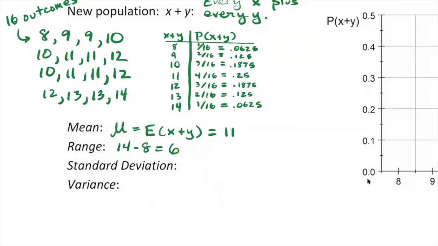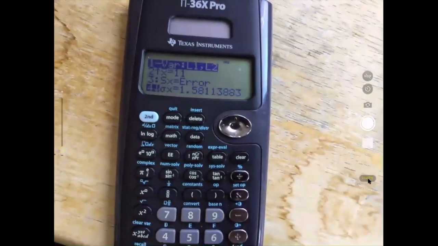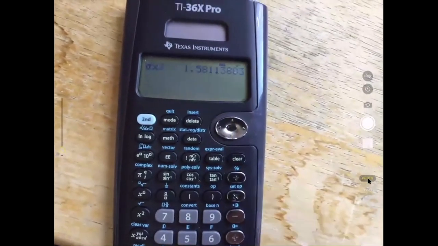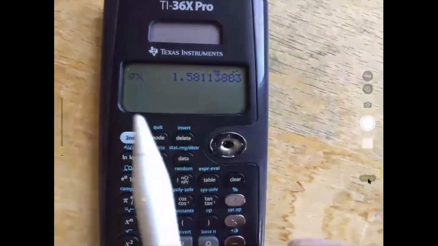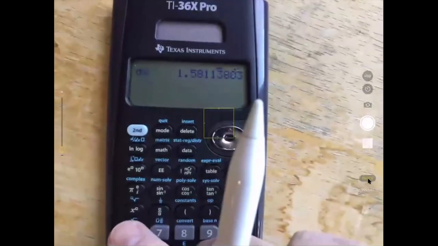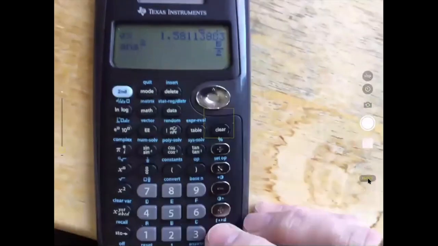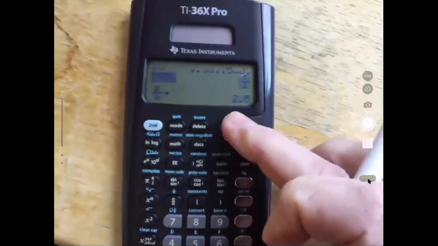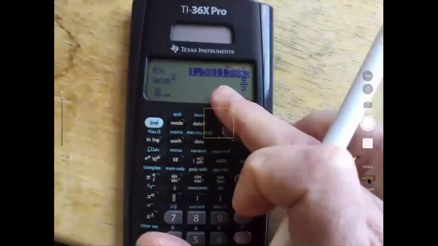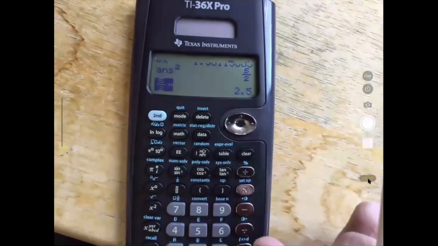And real quick for the standard deviation, back to the camera. So the standard deviation is 1.5811. But I want to square that. And you'll see that it's just 5 divided by 2. That's the variance, which is 2.5. Okay, so again, the standard deviation we're going to call 1.5811. When you square that, you get 2.5, and that's called the variance.